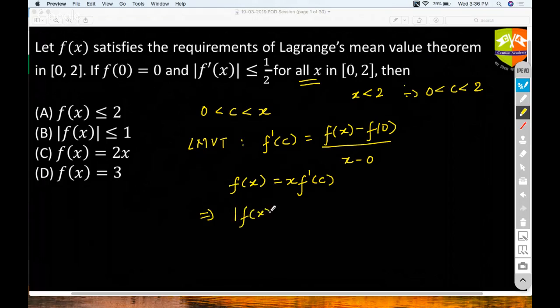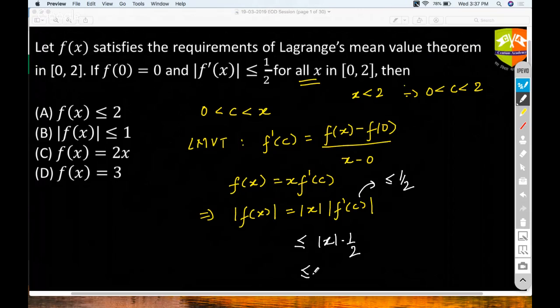So mod of f(x) would be mod of x times mod of f'(c). Right? And it has been given that mod of f'(x) for all x in the interval 0 to 2 is less than or equal to half. So even this term would be less than or equal to half. So I can say this entire expression will be less than or equal to mod x into half. And the biggest value of x is going to be 2. So this expression will be further less than or equal to 2 into half, which is equal to 1. So mod f(x) will be less than or equal to 1. So option number B is the right option over here. And the first one to answer this correctly was Atmesh.